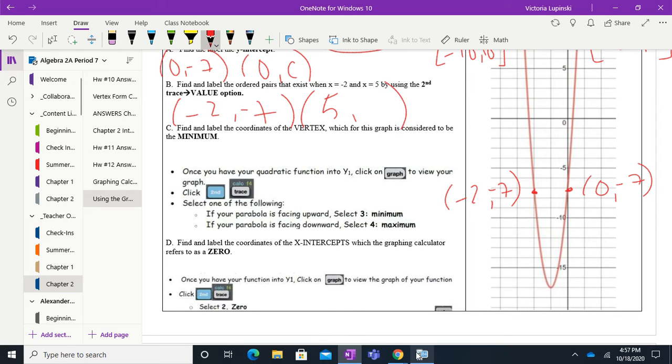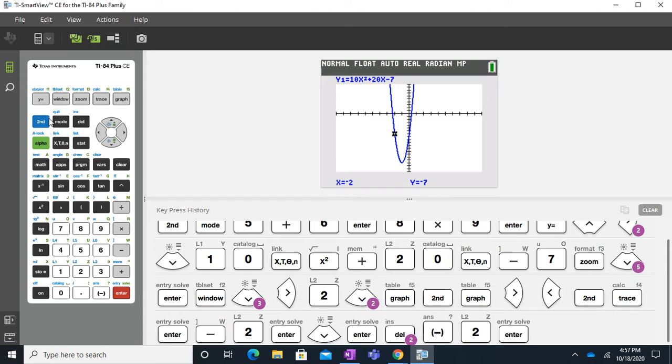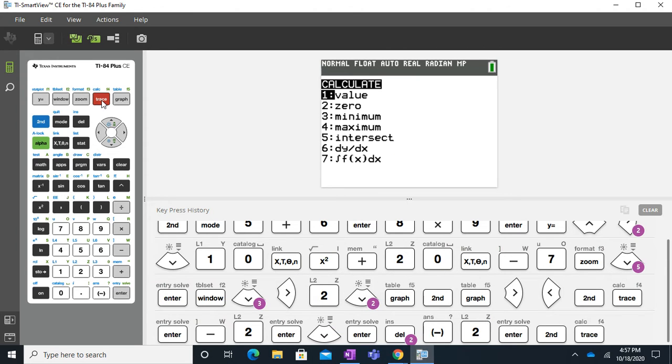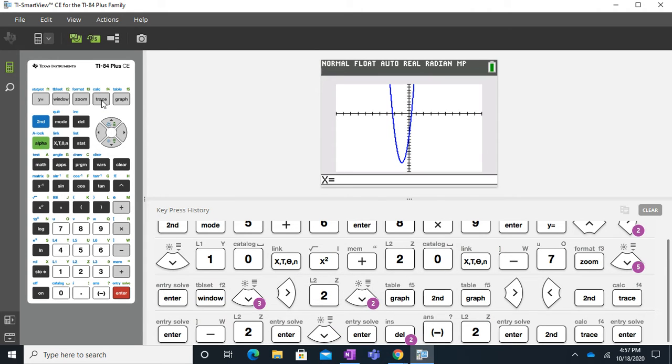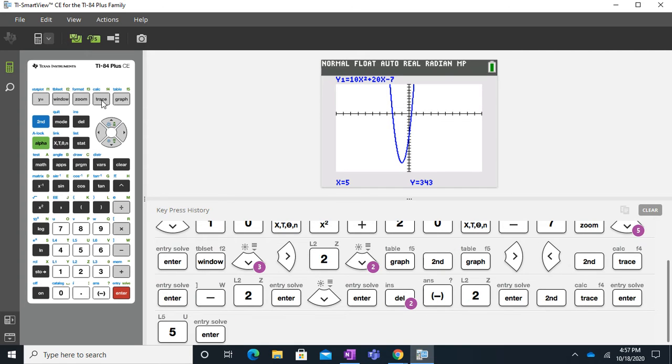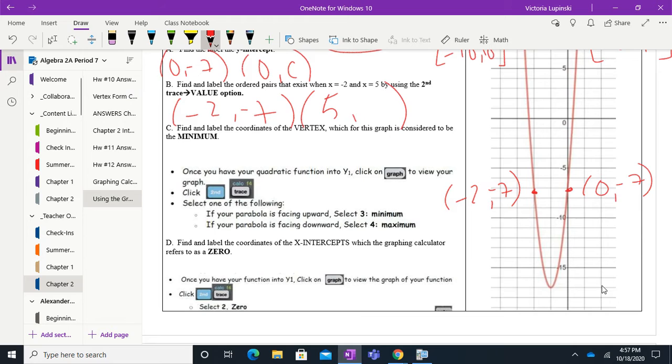Now we want to find the Y value at 5. So go back, press your second trace button. Again, choose value. We are going to choose a value of 5. Hit enter, and that is 343. Now, obviously, when we go back here, that value is going to be significantly off the picture, which is perfectly fine, but 343.